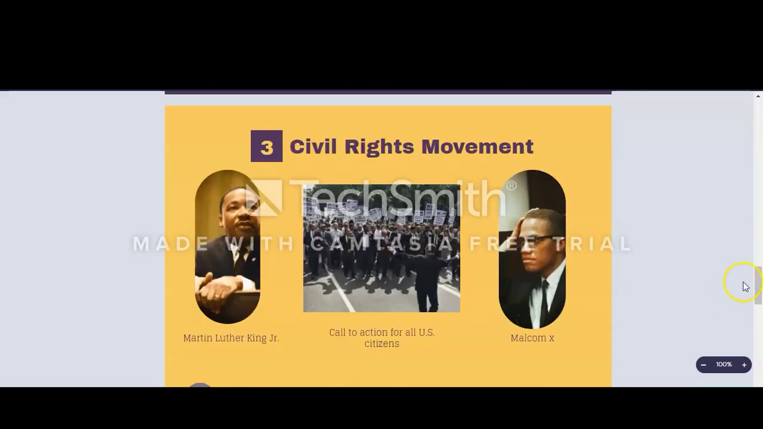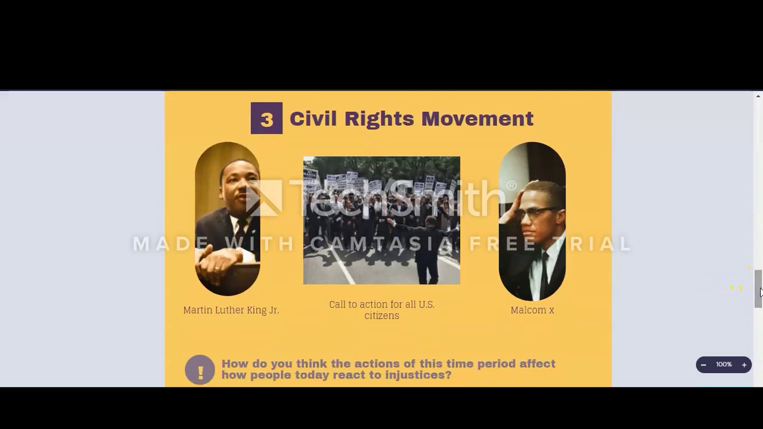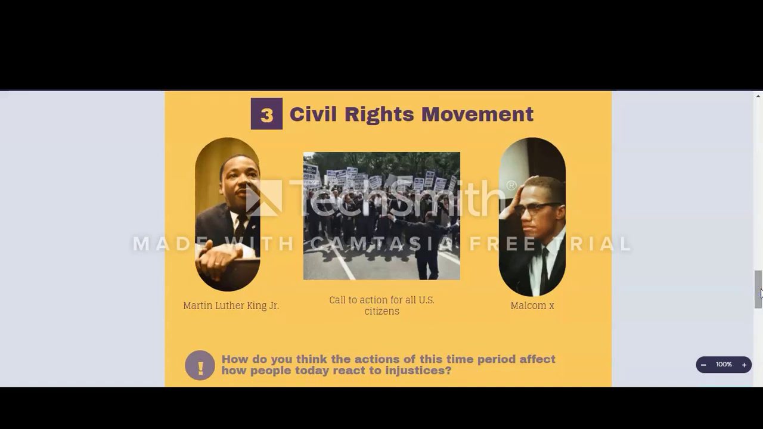Okay, now to the civil rights movement that people probably are more familiar with. Martin Luther King, the call to action for all U.S. citizens, and Malcolm X. I put Martin Luther King and Malcolm X because they both did fight for the same thing, but in very different ways. And the call to U.S. citizens, I think, is a very prevalent and understood thing today. It's really felt in a lot of our society. So I did pose a question: how do you think the actions of this time period affect how people react to injustices today?